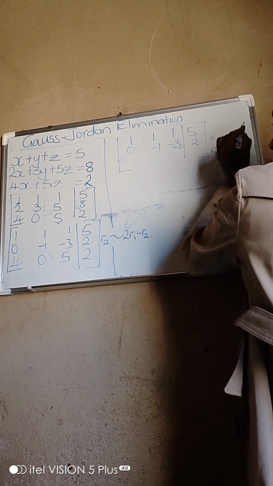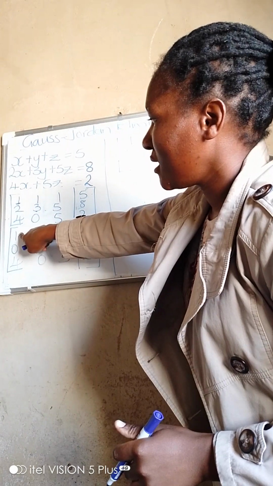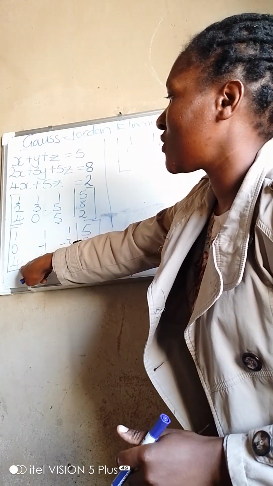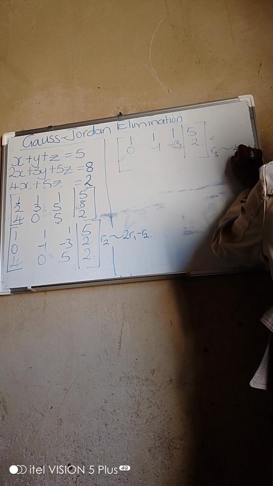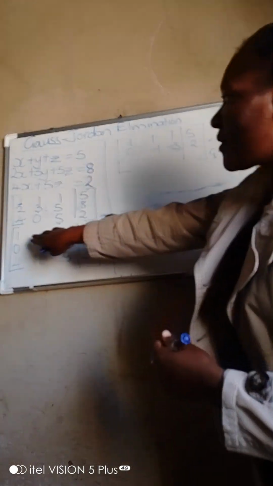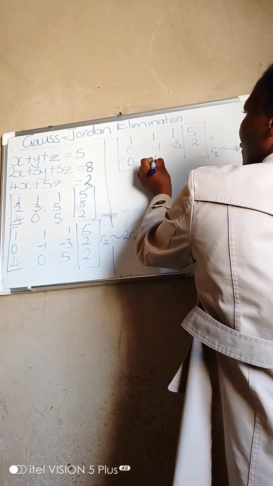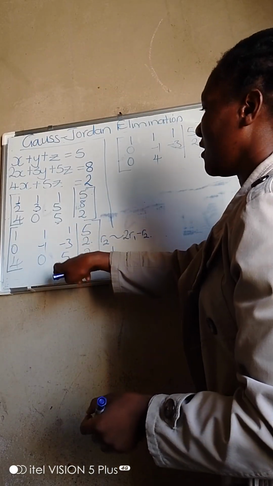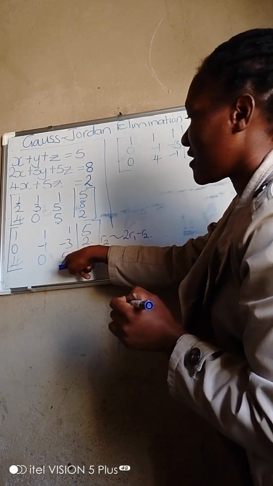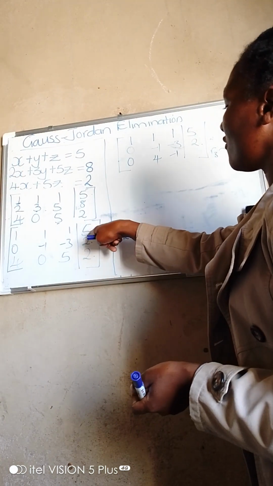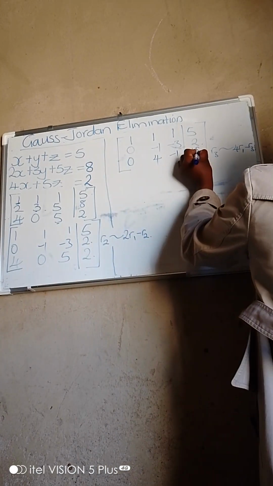Row 3 will follow. So row 3 follows, we multiply this row 1 by 4 and subtract row 3 from the result. So it's 4 row 1 minus row 3. So 4 by 1 minus 4, 0. 4 by 1 minus 0, 4. 4 by 1 minus 5, minus 1. It's 4 minus 5, we have minus 1. Then 4 by 5, 20, minus 2, it's 18.